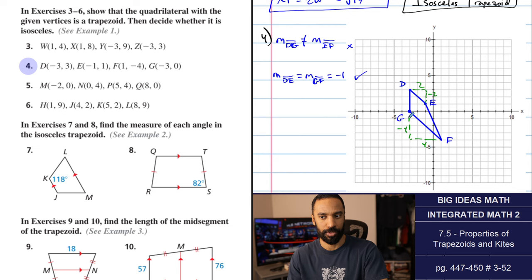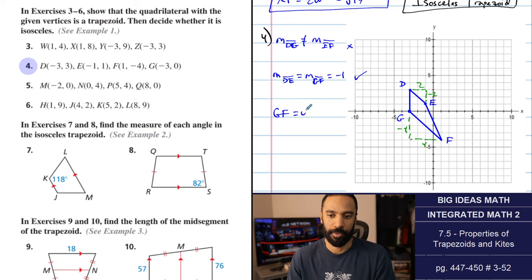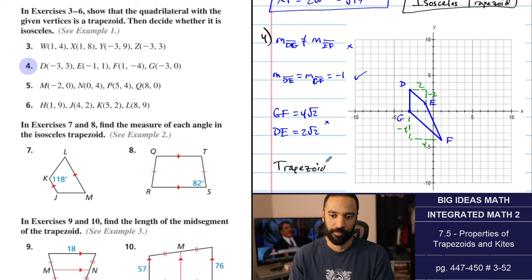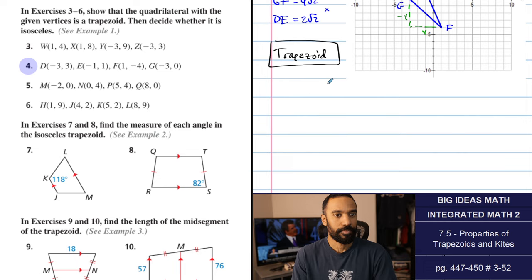So I can write it. GF is 4 root 2. This is Pythagorean theorem stuff. Again, look into that if you'd like to use that. 2 root 2, so not the same. So trapezoid. If I just say trapezoid, I mean not isosceles. So just saying show it's a trapezoid, yes. Is it isosceles? No. All right, number five.